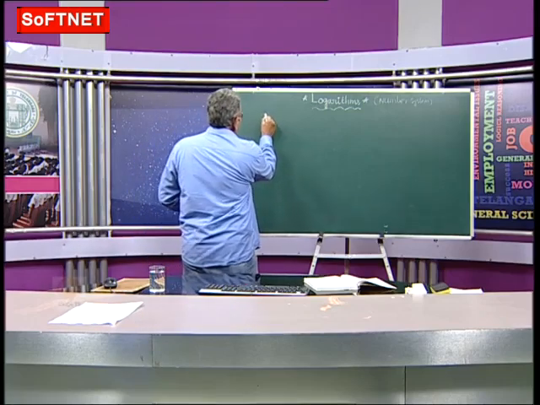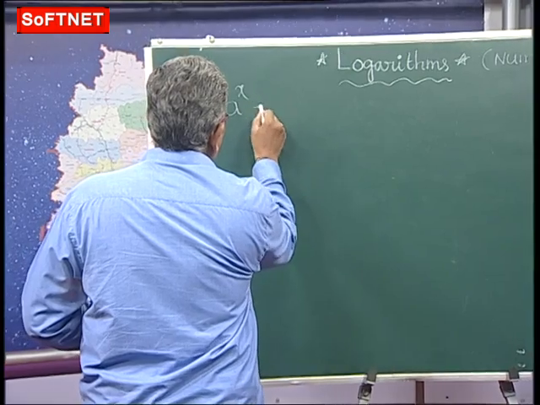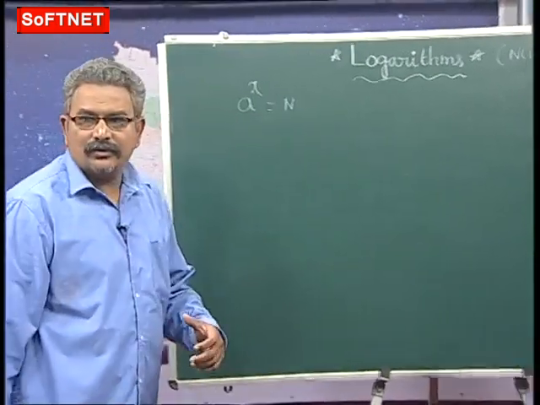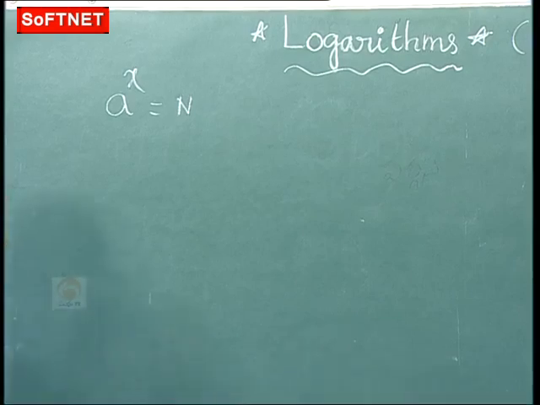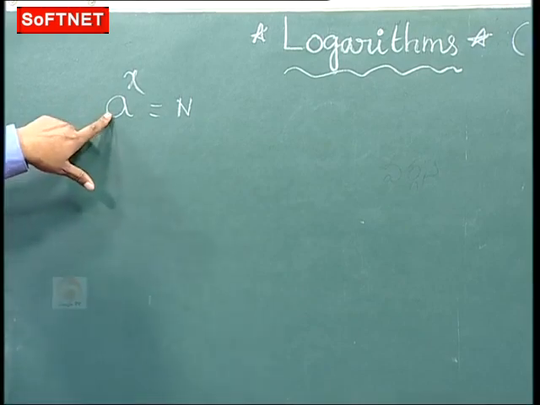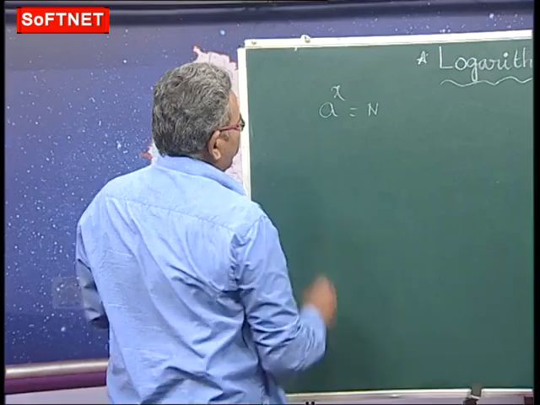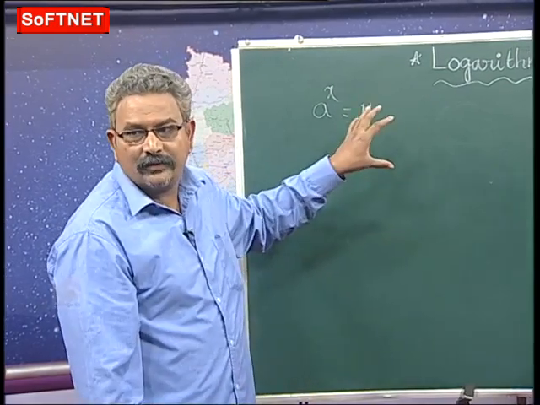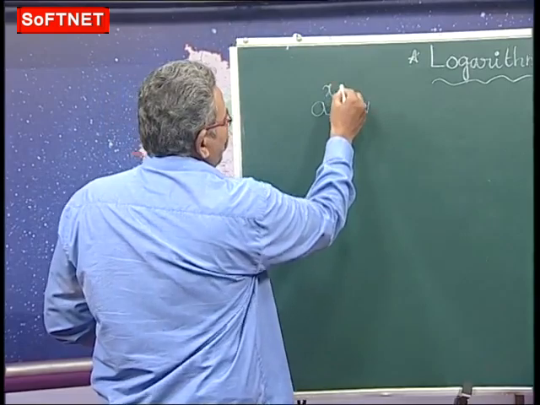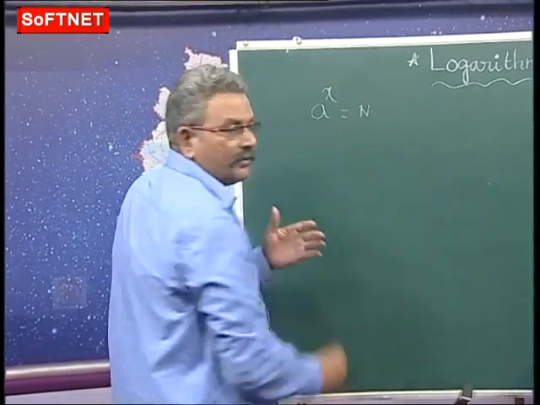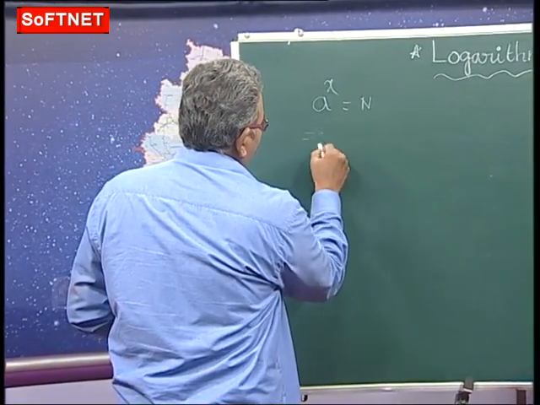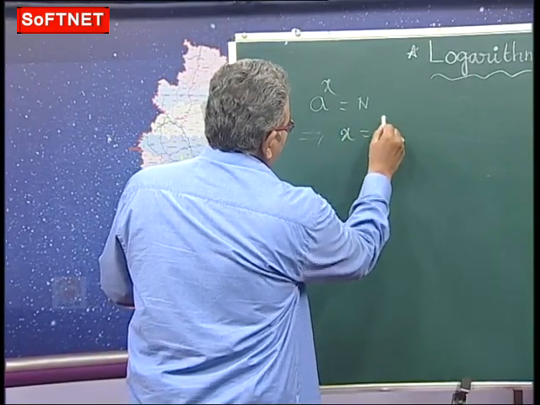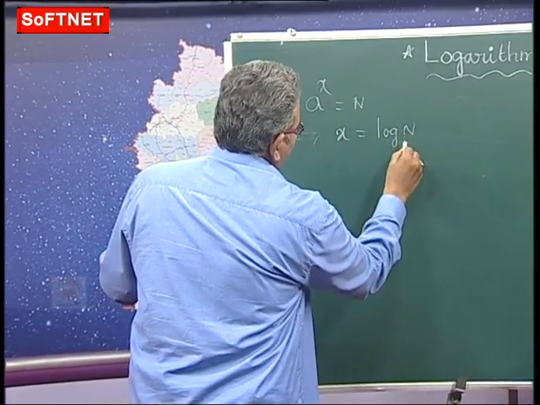Suppose a to the power of x is equal to n. What do we call this? This is called exponential form. As it is the exponential form, this is called the base, this is the exponent, this is the power: a power x is equal to n. Now this x is called the logarithm of n to the base a. So this can be written as x is equal to log n to the base a.